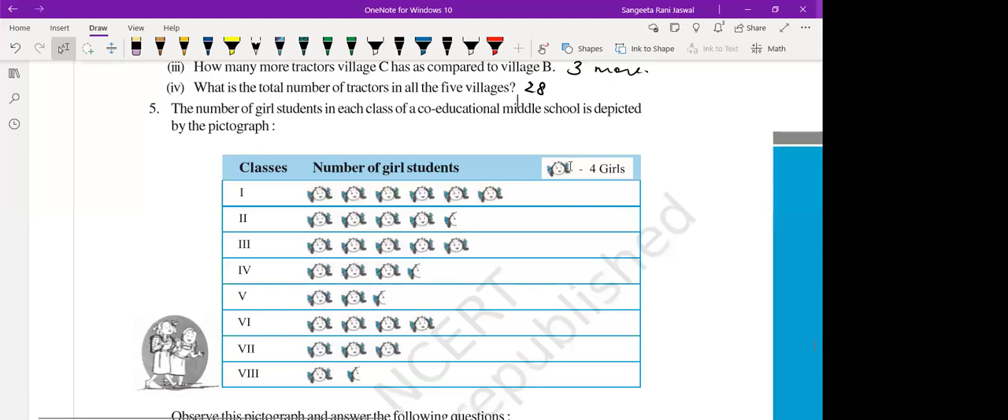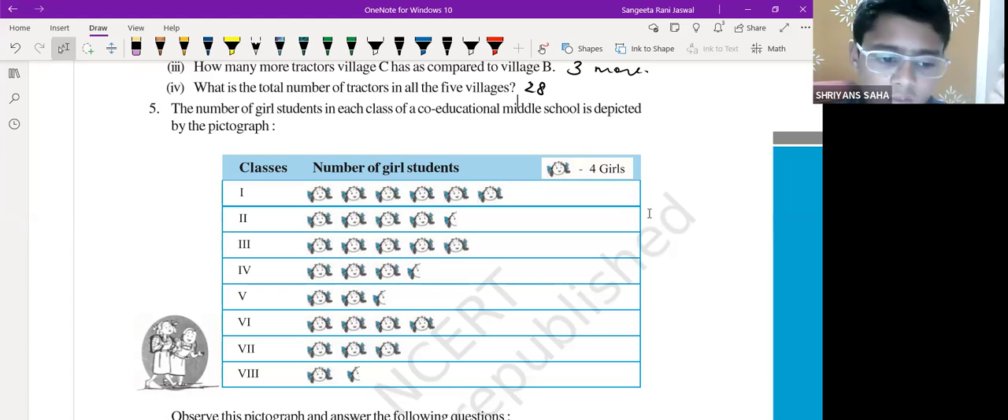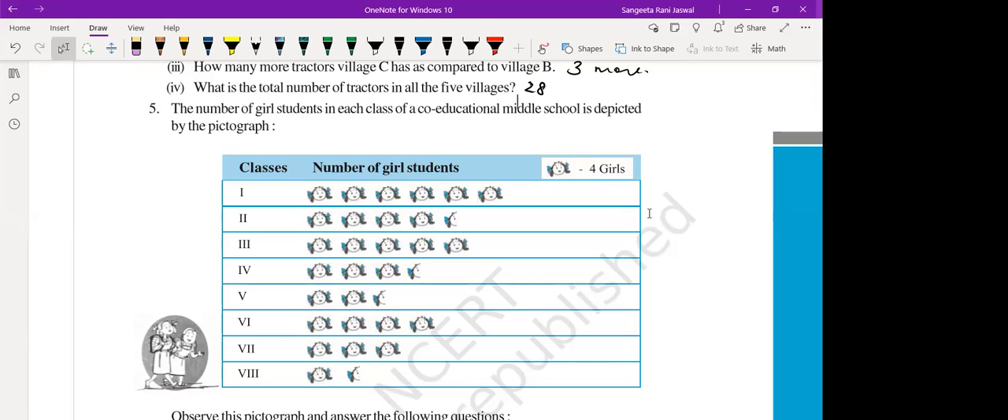Abhya, read the next question, number 5. Okay, ma'am. The number of girl students in each class of a co-educational middle school is depicted by the pictograph. Okay, then read the data. Classes, number of girl students. One girl symbol is equal to 4 girls.